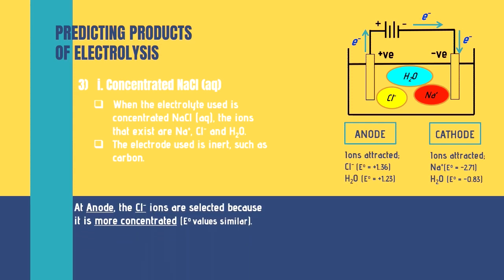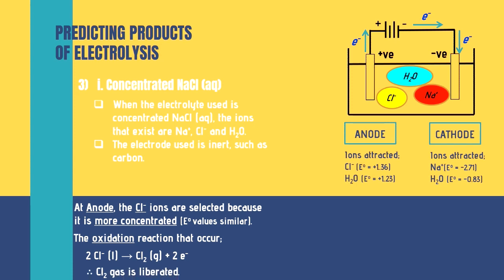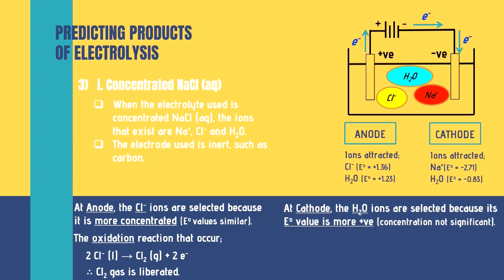At the anode, only the Cl- ions are selected to be discharged because it is more concentrated and because the E0 or SRP values are almost similar between the two competing species. So, the Cl- ion will undergo oxidation and chlorine gas is liberated at the anode.